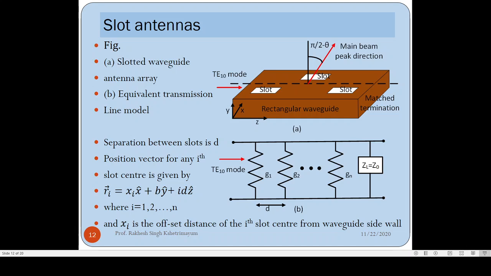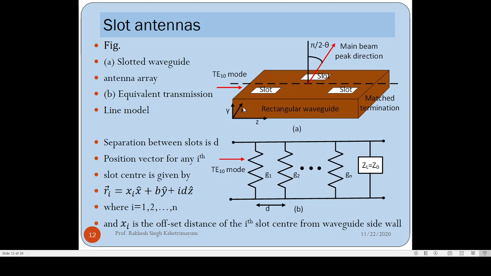Now this looks like an antenna array. If you want to find the radiation pattern of an antenna array, what do you do? You first find the radiation pattern of a standalone element, and you multiply with the array factor. So the array factor becomes a very important criterion for deciding the radiation pattern of an antenna array. For this case also, we want to find the array factor. Once we have the array factor, we can easily use the pattern multiplication principle and find the radiation pattern of this slotted waveguide antenna array. And in order to find the array factor, we need to know the location of each slot. Then we can easily find the array factor.